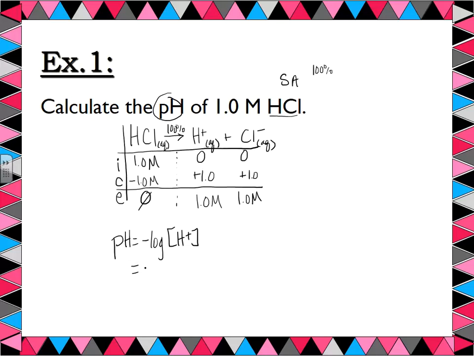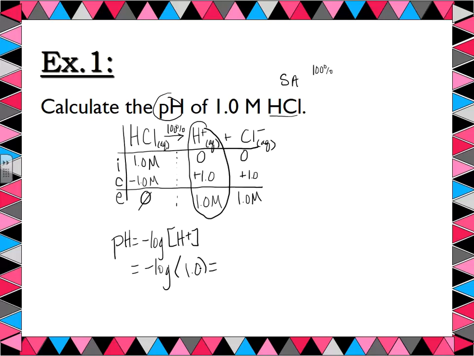So pH is equal to negative log of the hydrogen ion. Now look right here. This is our hydrogen ion concentration at equilibrium, which it really doesn't form equilibrium, but we're assuming, because we're assuming strong acids and strong bases dissociate 100%. So negative log of 1.0 is going to be what we plug into our calculator.